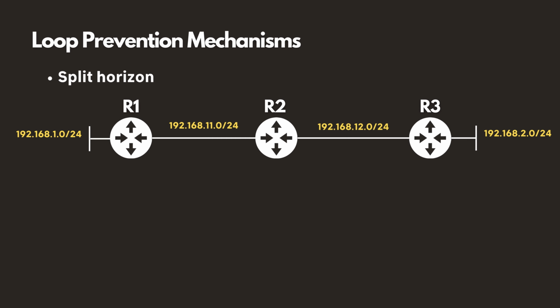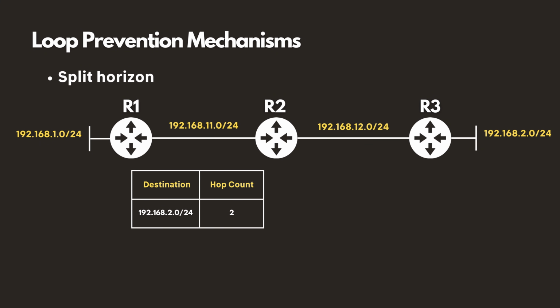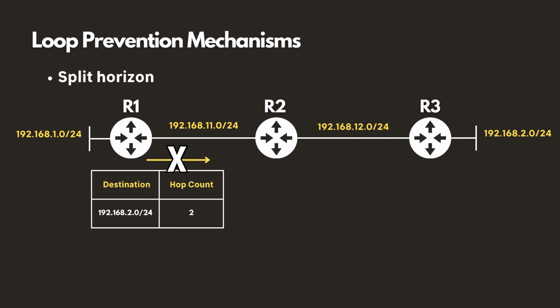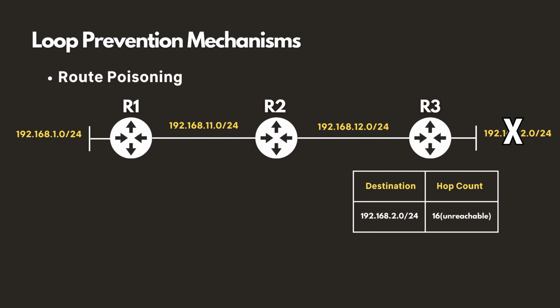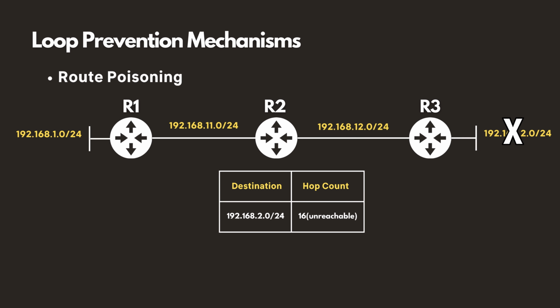Next is split horizon. Split horizon is a mechanism where the router never advertises the route back through the interface where it learned the advertisement, to prevent loops. For example, if router 1 learns about network X from router 2, router 1 won't tell router 2 how to reach network X. Route poisoning. Sending a route with max metric of 16 to tell neighbors that it is unreachable.